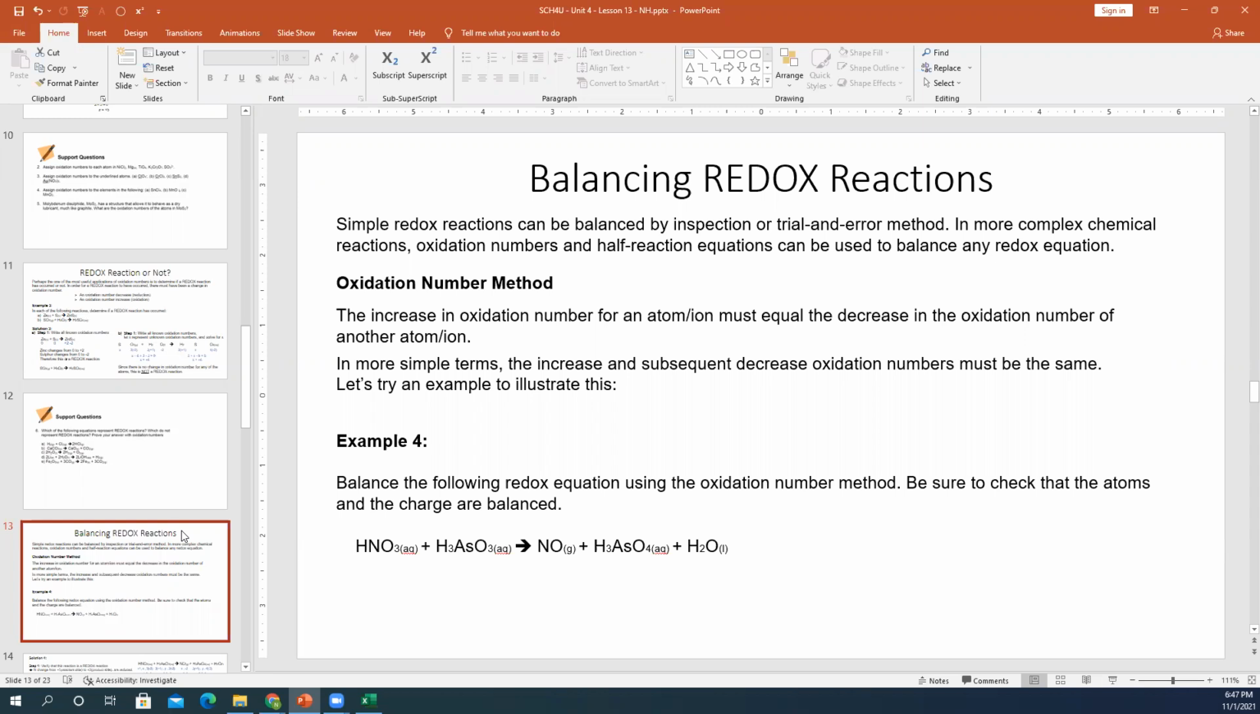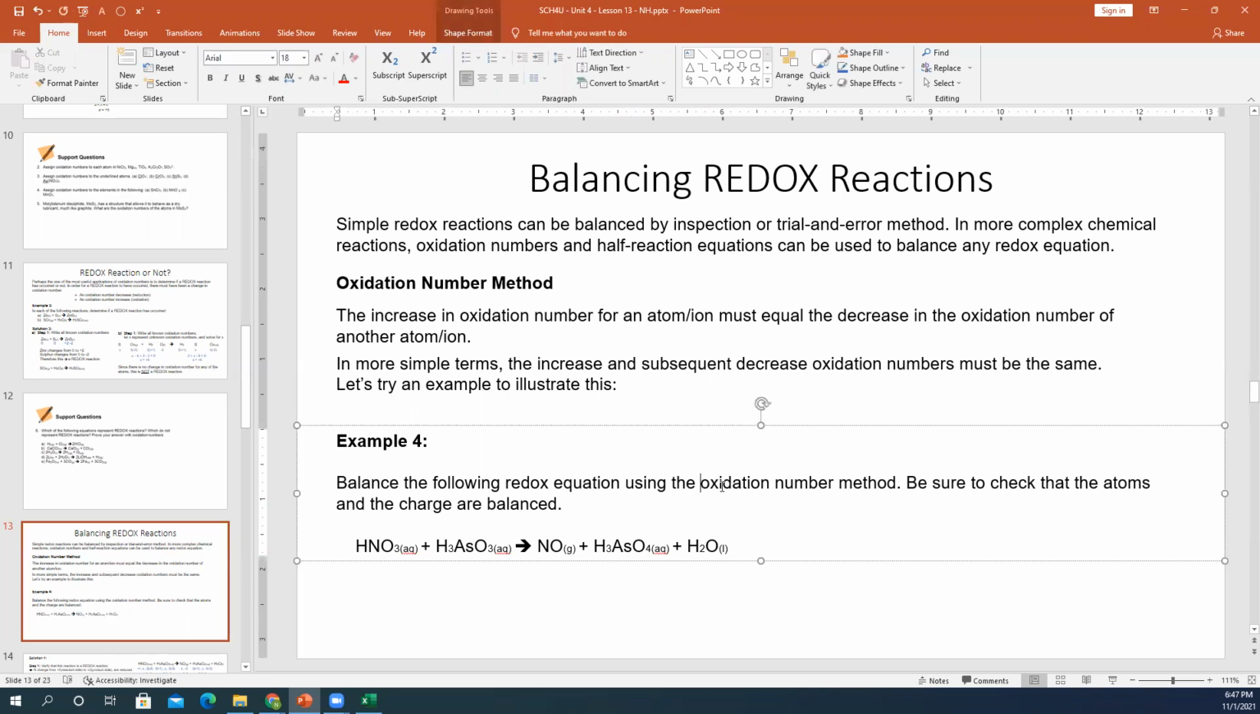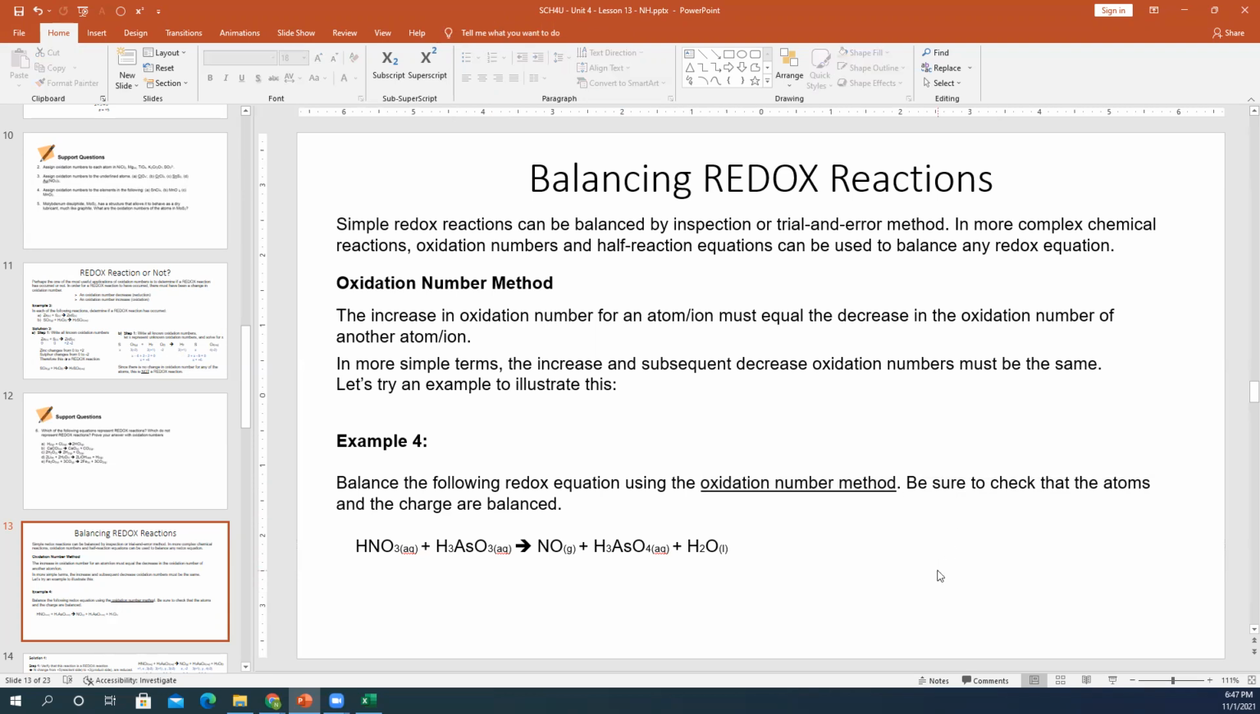So let's look at an example to understand what we mean by this oxidation number method. Here in example 4, you're asked to balance this redox equation using the oxidation number method. And you're told to be sure to check that the atoms and the charge are balanced. Okay, so let's take a look at how we are going to do this.